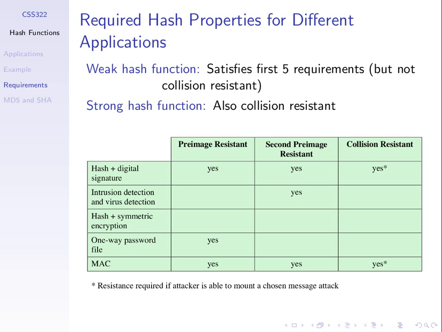If you're using hash functions for detecting viruses, so not about encryption but about detecting a virus, then it turns out that usually you just need the second property, weak collision resistance. A hash function that has this property is sufficient. It doesn't even have to be the one-way property.